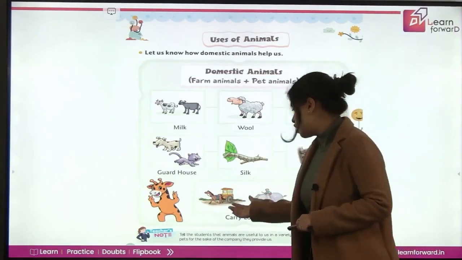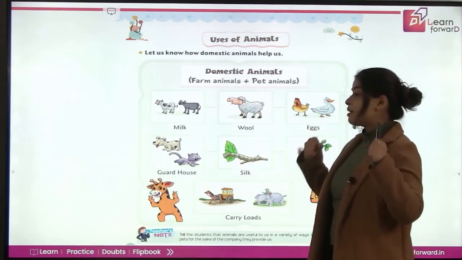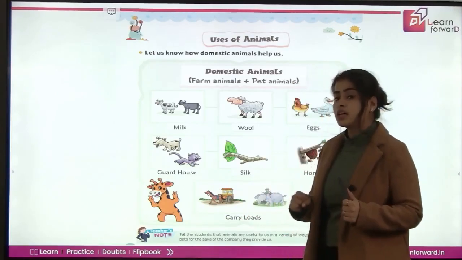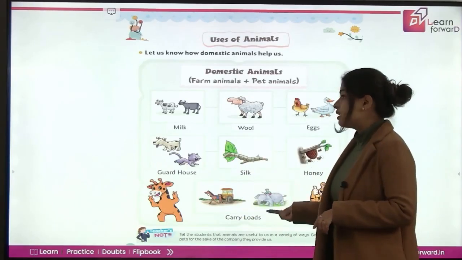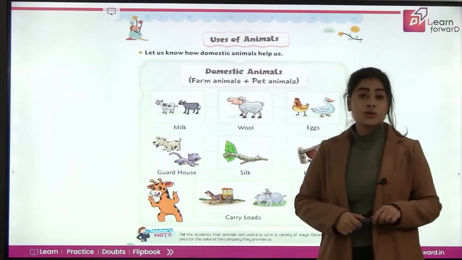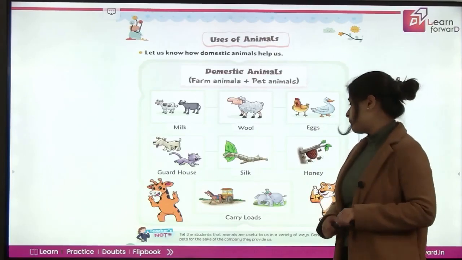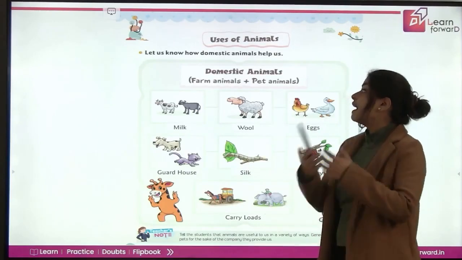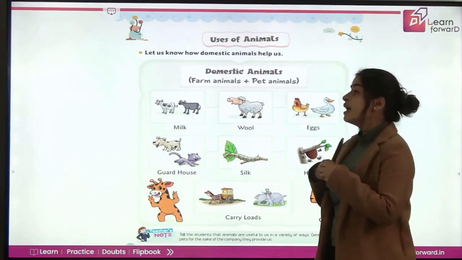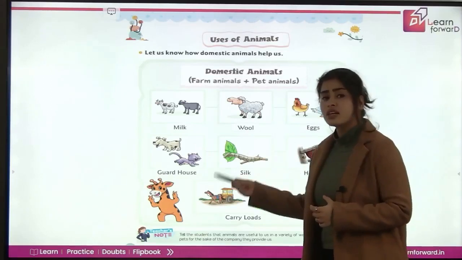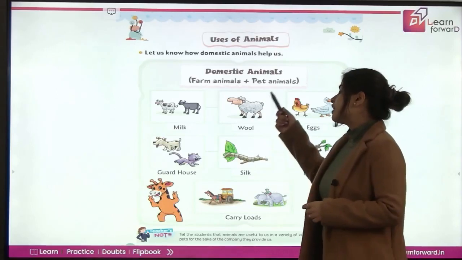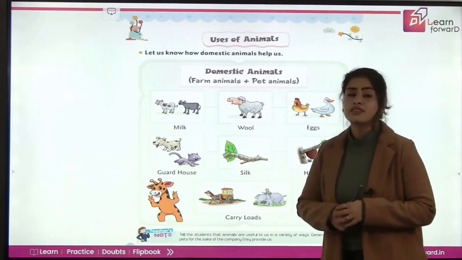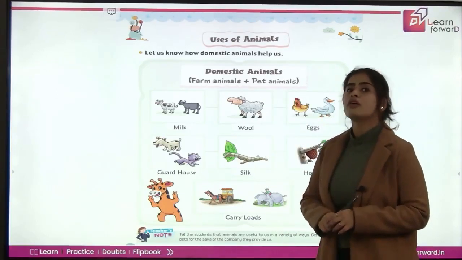Next is elephant and horse. Elephant and horse carry loads. वो हमारा सामान उठाते हैं. ओके, लोड कैरी करते हैं. कौन कौन? Horse, elephant and donkey also carry our loads. Okay, so these animals help us, okay? They help us. Some animals give us something, some animals carry our loads. So every animal here gives us something and is very important for our life.